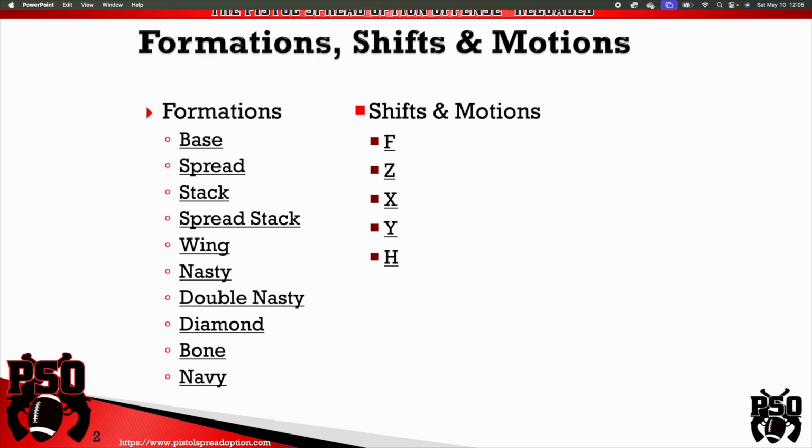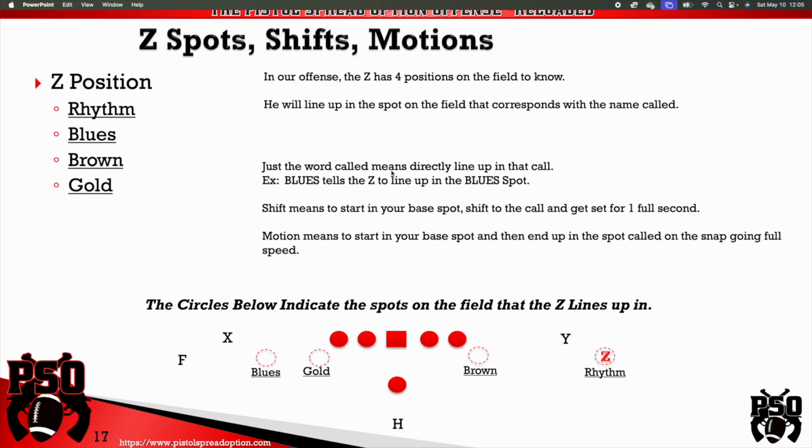Let's go now to our more complicated players. We'll start with the Z, who has a few more than the others, but really not too difficult. His normal position on the field is what we would call rhythm, which is to the right. You'll see that that's indicated with a red circle here. Again, the Z and the F are always off the ball in our offense. So there's no worry about who's on or off the ball. They'll automatically know that they are off the ball by being the Z or the F.